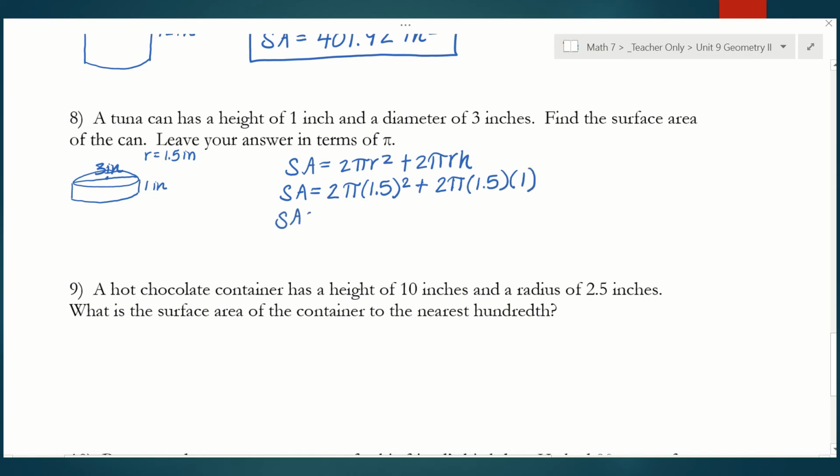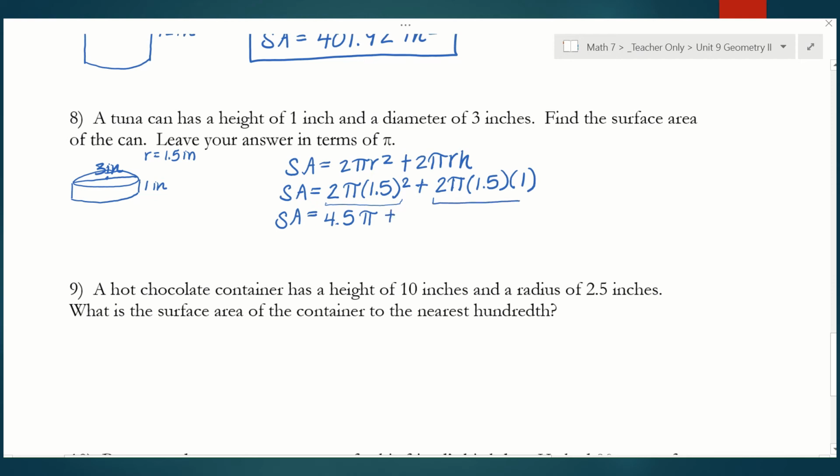Okay, so this is the tricky part. Because it's in terms of pi, I can't really go through and put this in my calculator. What I need to do is treat this like it's order of operations. So on the left side here, I'm going to basically ignore that pi is there, and I'm going to do 2 times 1.5 squared. 1.5 squared is actually 2.25, and 2.25 times 2 is 4.5. So over here, I'm going to get 4.5, but then I need to put a pi on the end because it's in terms of pi.